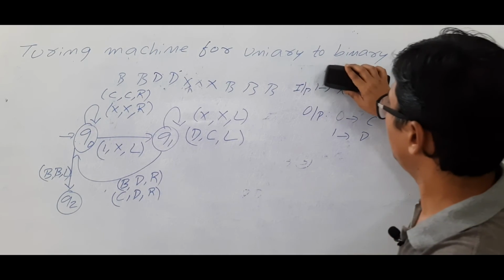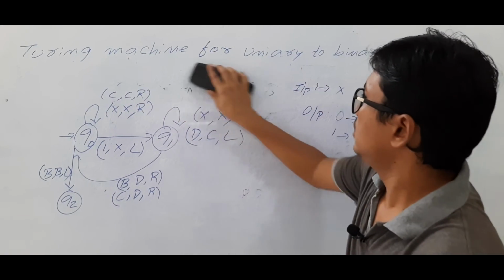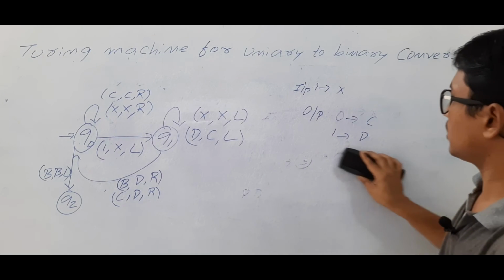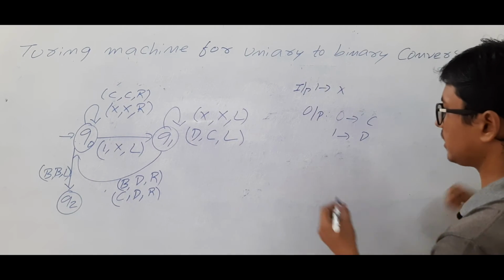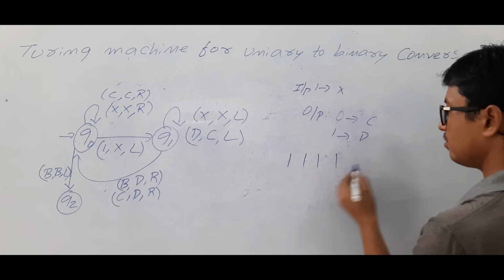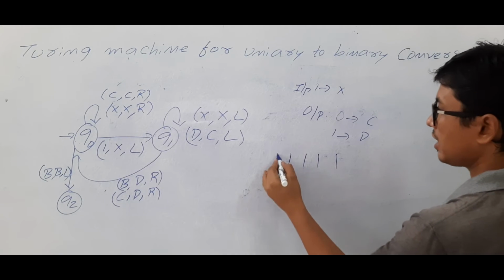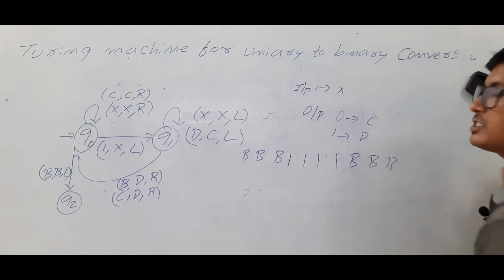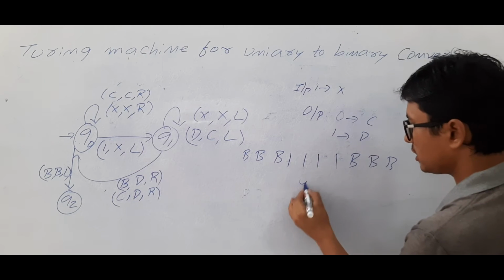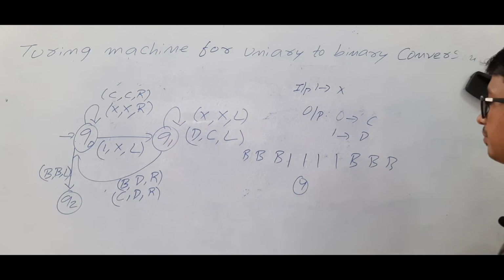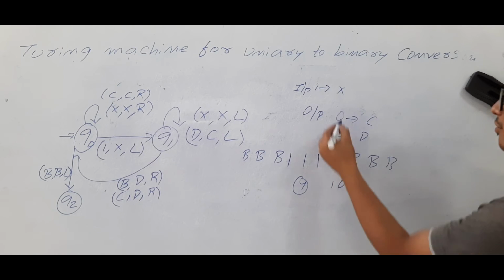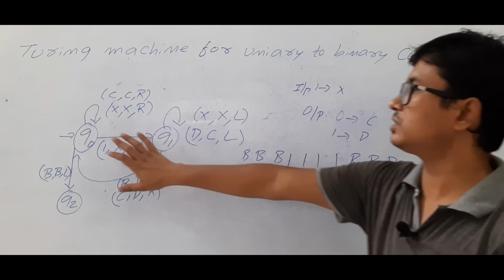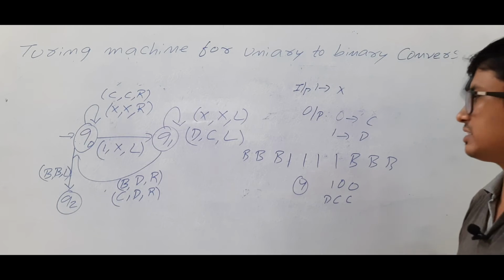Now we will see this procedure. We will check whether it is working for other unary numbers or not. Okay. Now let's take that. I have taken 4 ones, and I have blanks. 4 ones means what? The decimal number is 4. In binary number, what will you get? 100. In our representation, what should you get? DCC. Whether according to this Turing machine we are getting it or not, we will check it.